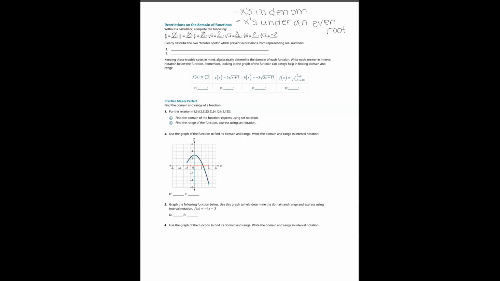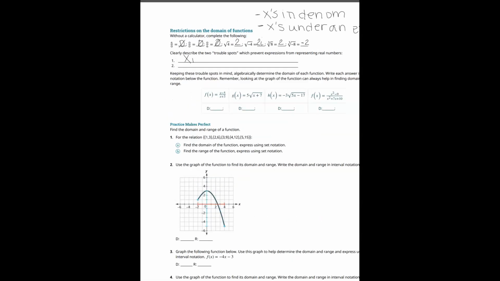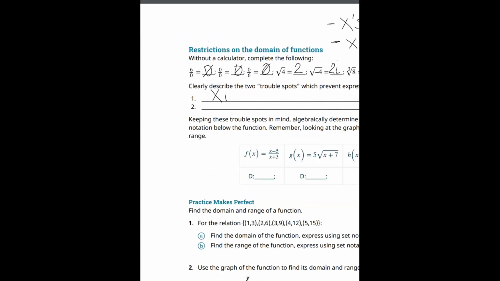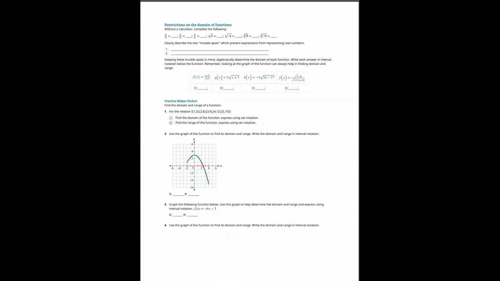So it asks what's the two trouble spots. Well, it would have been the x. If there would have been an x in the denominator, it would have caused a problem here. Oh, here we go. So x in denominator. And the other one is the x under the even root.